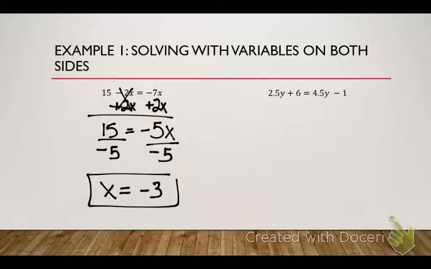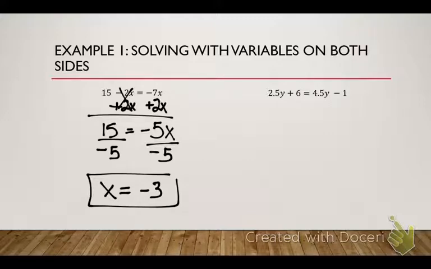All right, let's look at this second one. Go ahead and write down that equation: 2.5y plus 6 equals 4.5y minus 1. Okay, so now, guys, when we're looking at this, we could either subtract the 2.5y from the right side, or we could subtract the 4.5y from the left side. And here's some of my thought process.